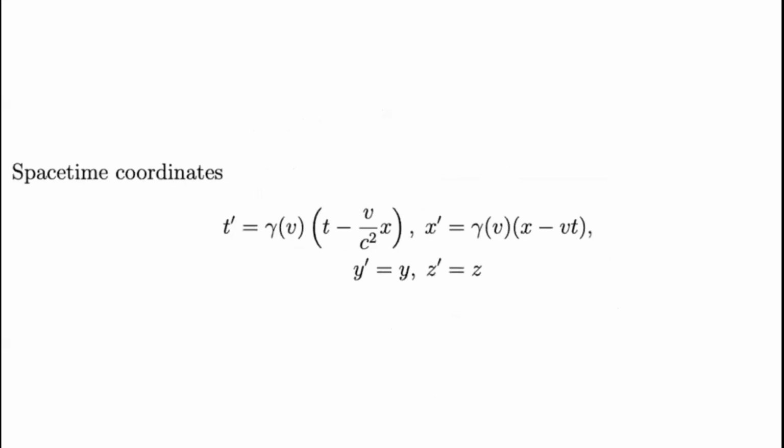Then we also have to remember to change our coordinate basis in order to make all the math work out. And so we can also, arising from the transformation rules we had before, know that t prime is equal to gamma times the quantity t minus v over c squared x. x prime is equal to gamma times the quantity x minus vt. And then y prime and z prime are both equal to their unprimed quantities.